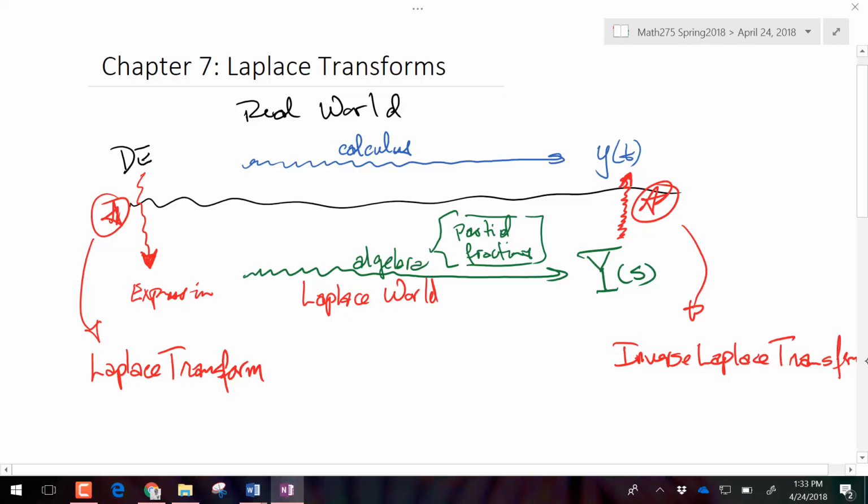So the means for getting to the Laplace transform world is called the Laplace transform, and then the means to get back to the real world is called the inverse Laplace transform. So we'll have notation for that.